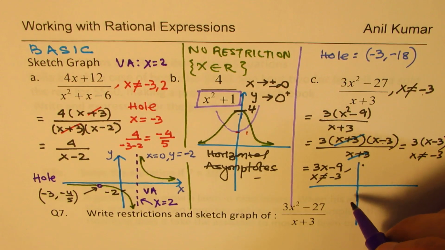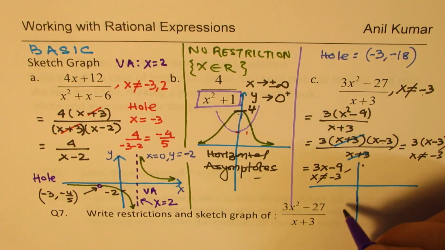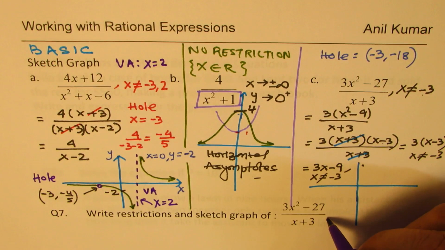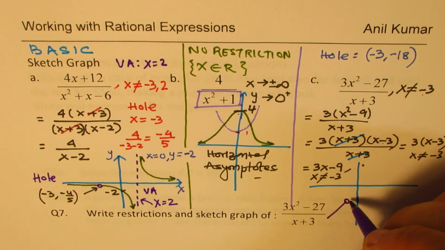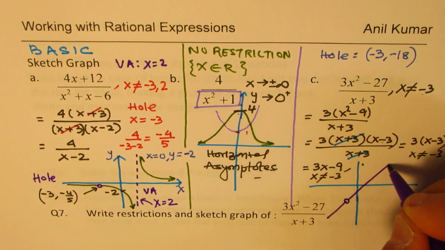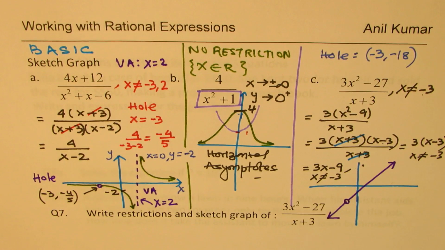So we have a y-intercept at minus 9, so we'll go like this. I think I have enough space here, so I'll make that hole, right? And then I'll continue and sketch the line. Now that is how this graph is going to look.